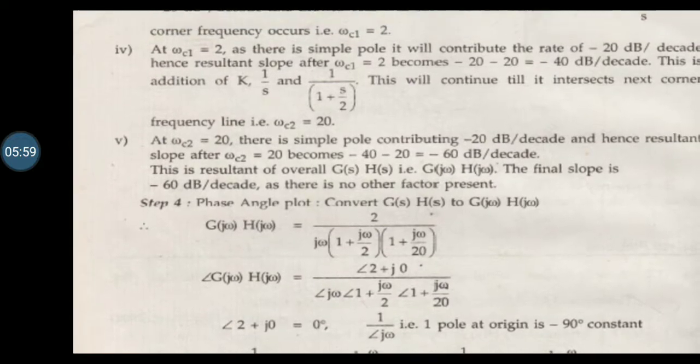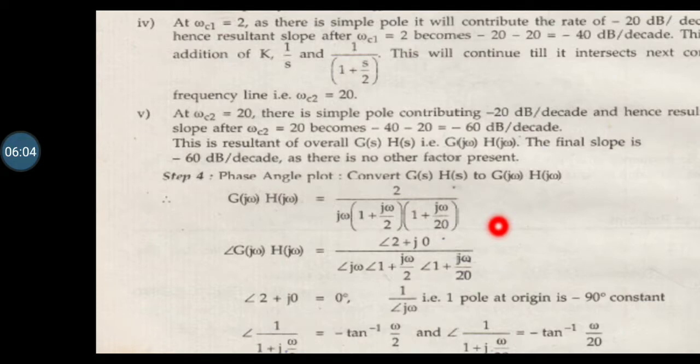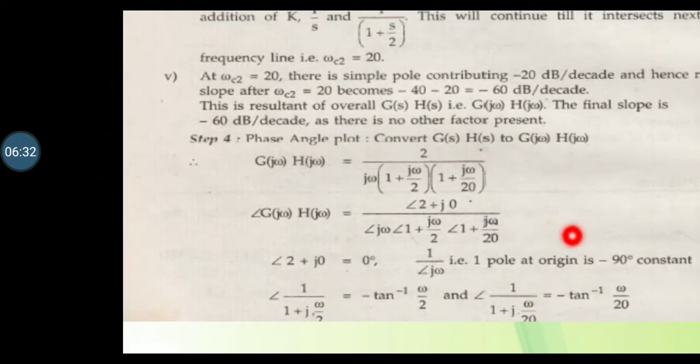Step 4 is the phase angle plot. So we'll convert G of S H of S to G of j omega H of j omega. So G of j omega H of j omega is 2 divided by j omega into 1 plus j omega by 2 into 1 plus j omega by 20. So the angle of G of j omega H of j omega is the angle of 2 plus j0 divided by the angle of j omega into the angle of 1 plus j omega by 2 into the angle of 1 plus j omega by 20. So the angle of 2 plus j0 is 0 degrees.